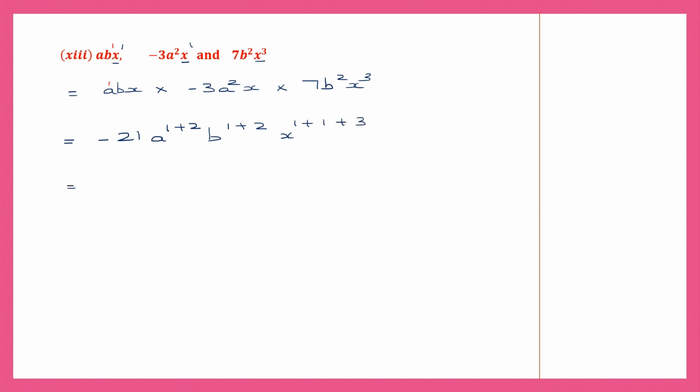So here let's try this. So this is minus 21. A to the power of 1 plus 2 is a to the power of 3. B to the power of 3 again. And x to the power of 1 plus 1 is 2. 2 plus 3 is 5. So our final answer is minus 21 a to the power of 3, b to the power of 3 and x to the power of 5.